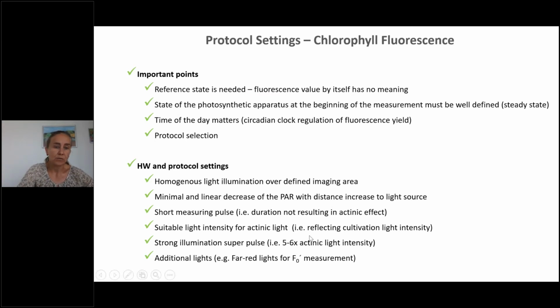We need the suitable light intensity for the actinic light, referring to the cultivation light intensity. Then we need a strong illumination saturating pulse, and often the question is, how do I define the intensity of the saturating pulse? Here I hope easy advice can be used: it's usually 5 to 6 times the actinic light intensity. And then additional lights are also important, as was already mentioned, the far-red lights for F0 prime measurement.